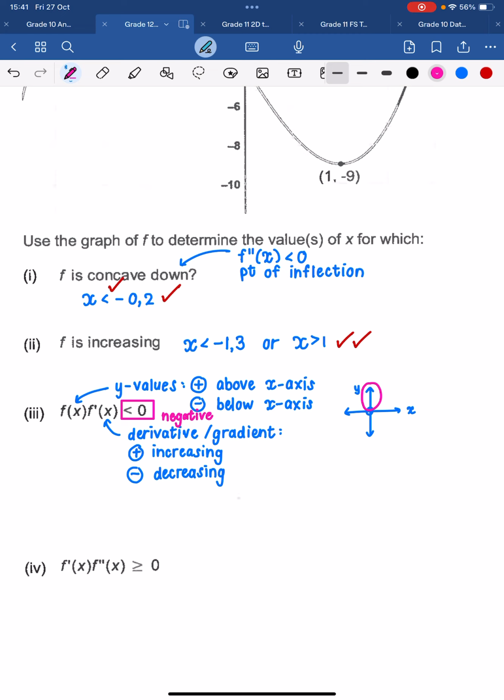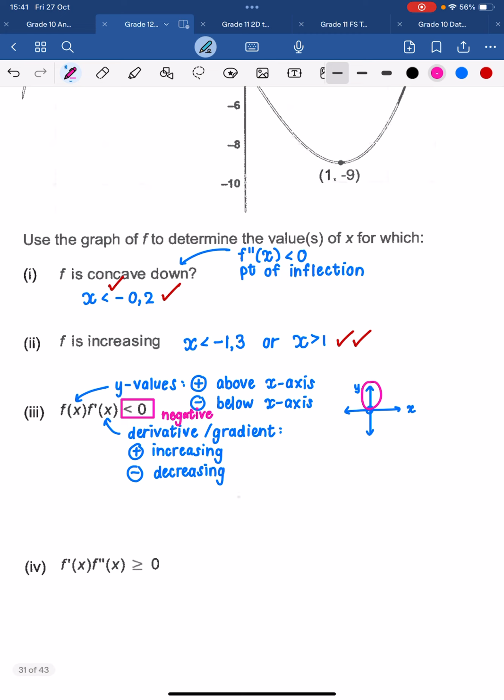Now guys, for the product of two things, because we do have two things, right? f(x) and f'(x). If we have the product of two things, for that product to be negative, we have to have a positive multiplied by a negative. You learn this in grade 8. A positive times a negative is a negative answer.